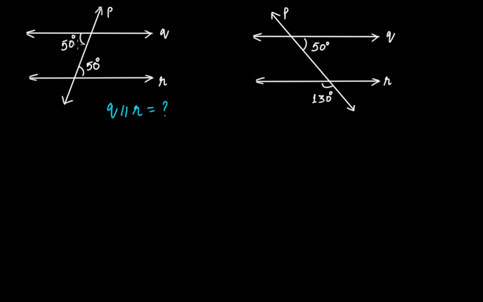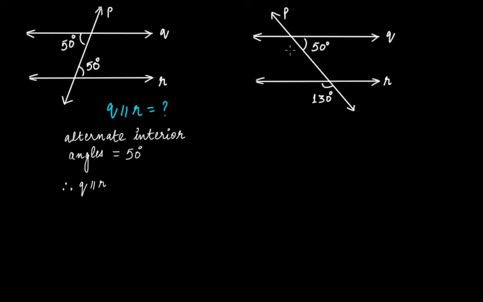What does it tell us? It tells us that in this case, these two angles are actually what? They are alternate interior angles. So this 50 degrees and this 50 degrees are alternate interior angles, and in this case they are both equal to 50 degrees. That is, they are equal. Since the alternate interior angles are equal, therefore these two lines Q and R are parallel.